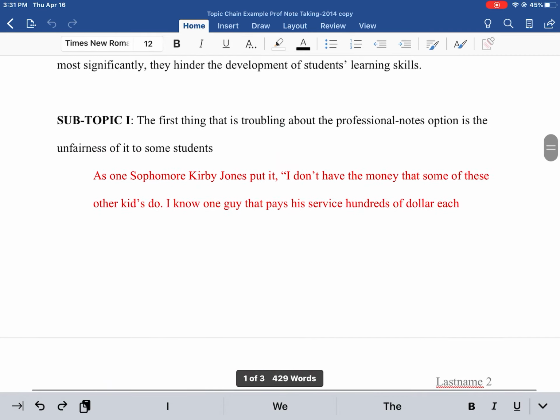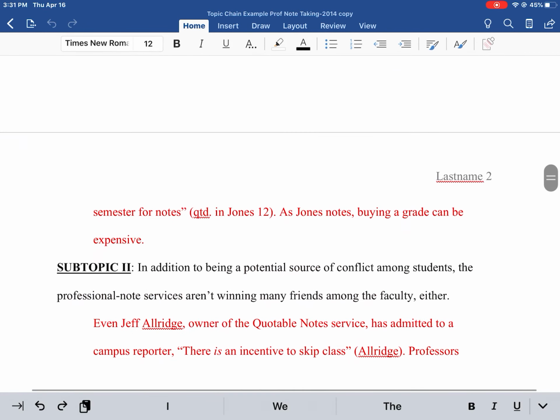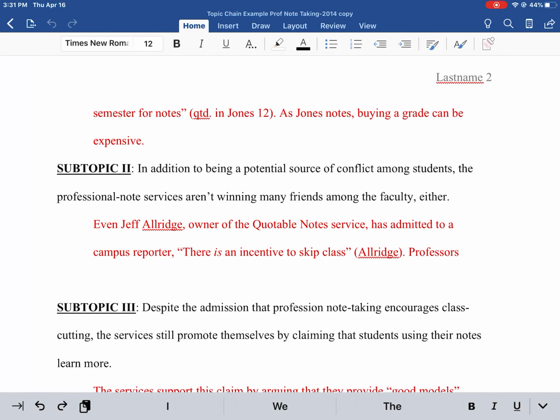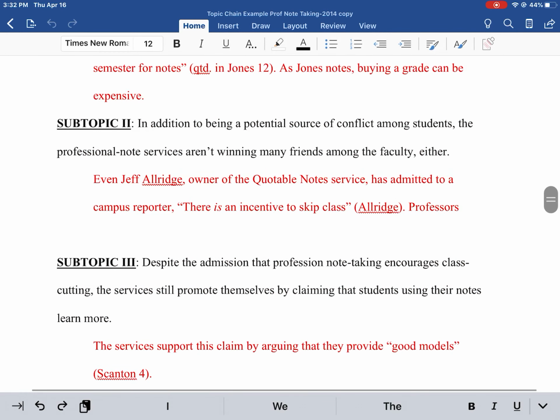QTD means quoted. So Kirby Jones was quoted in an article by Jones. Then I elaborate on my quote. As Joan notes, buying a grade can be expensive. I actually want to probably elaborate even more. I'm going to have a whole paragraph or section with other quotes, analogies, evidences proving that. So you see how easy it is to build a paper once you've got the bones. You know where everything goes.